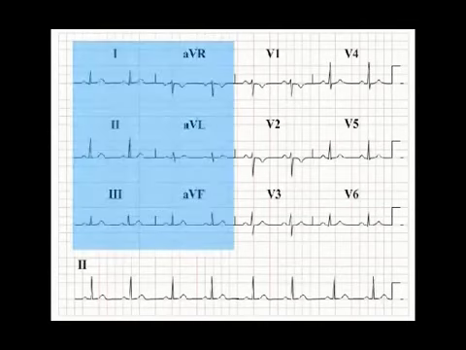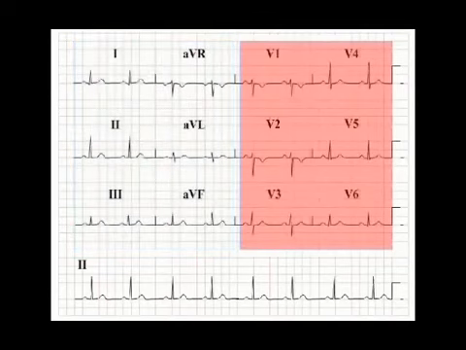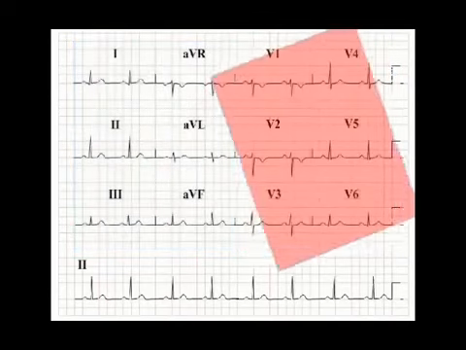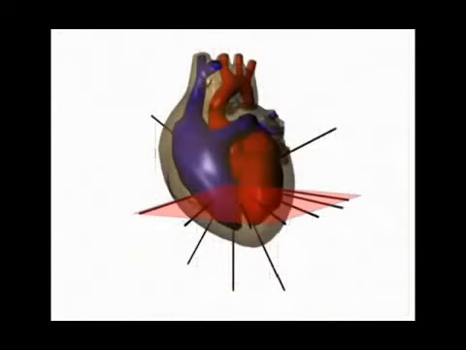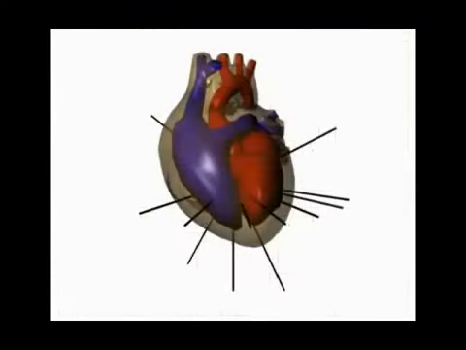Consider the 12 leads in two groups of 6, with the 6 chest leads, also referred to as the precordial leads, examining the heart in the horizontal plane, and a second group of 6 leads which examine the heart in the vertical plane. We will first deal with the horizontal group, the precordial or chest leads.